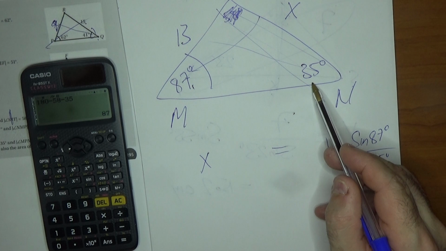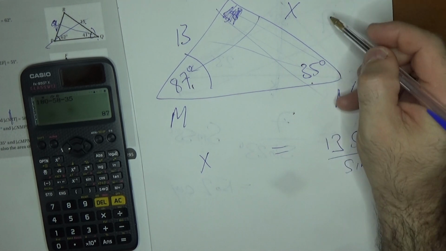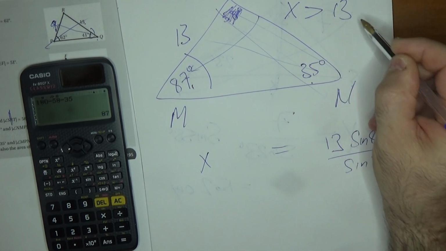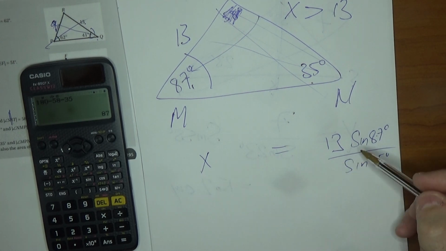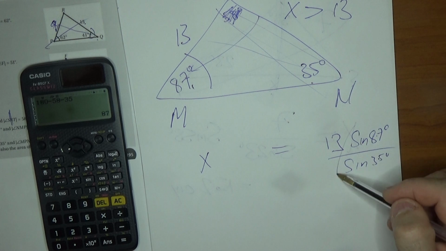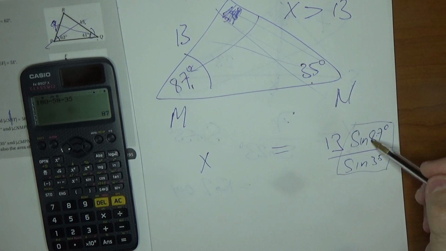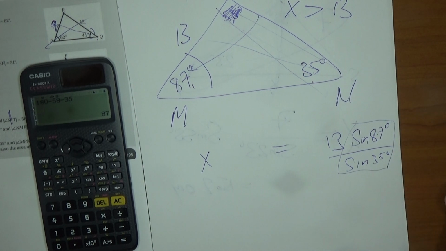87 is bigger than 35. Therefore, x is bigger than 13. Now let's make sure we're on our way here. 87 is bigger than 35, therefore this will be bigger, because these are rising functions, and that makes it so that sine of 87 is always bigger than sine of 35 because we're within 90 degrees.